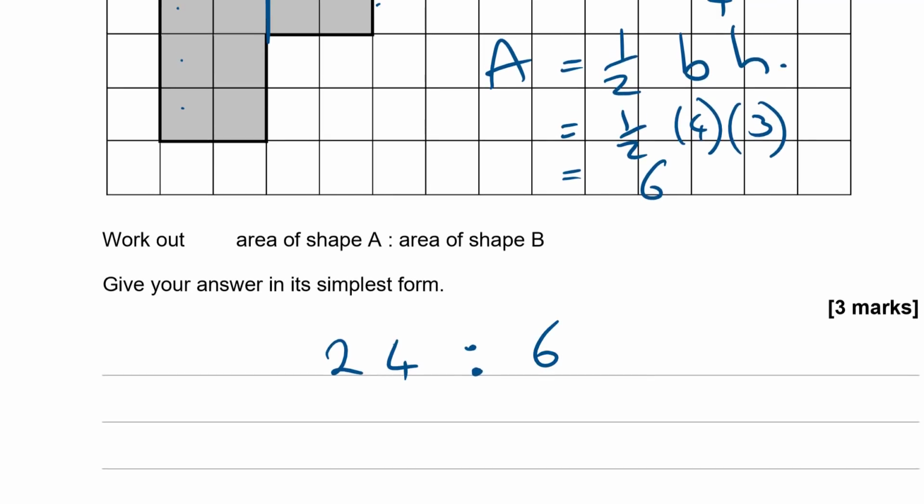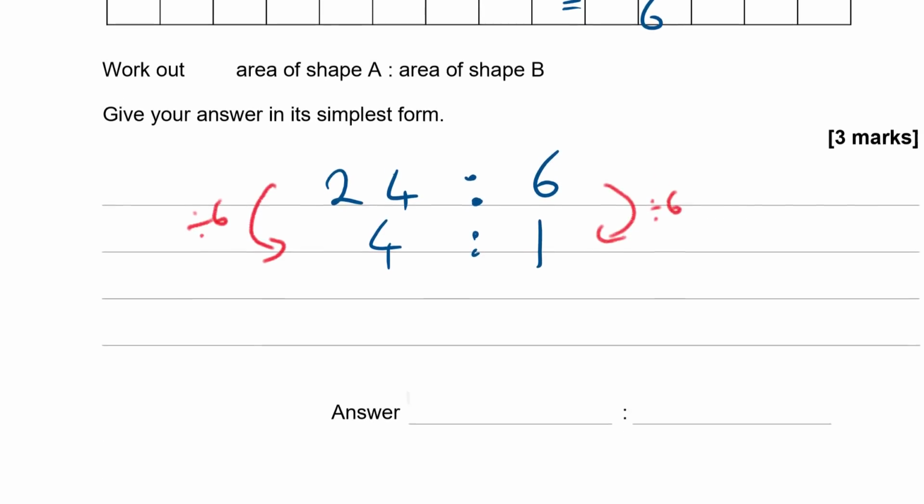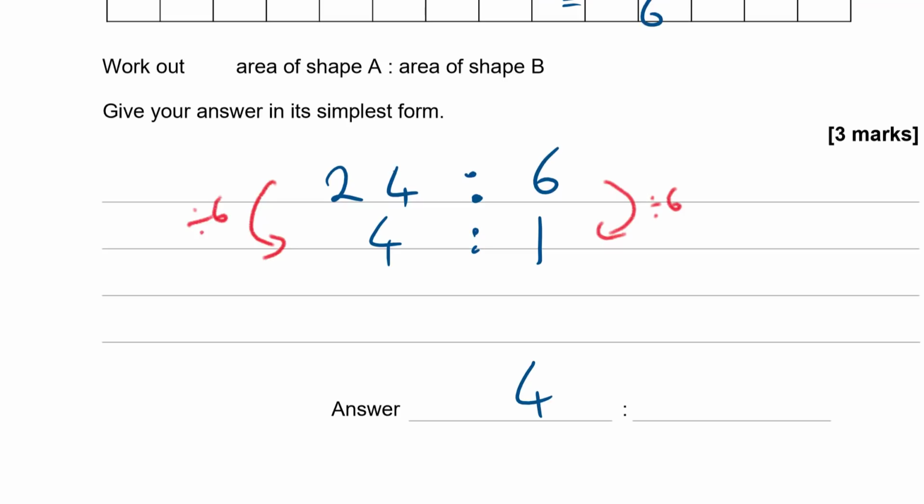So that gives me a ratio of 24 to 6. Now, you can cancel down ratios very much the same way as doing fractions. You just need to find a common divisor. I know my 6 times table, and I recognize that 6 and 24 are both in the 6 times table. So if I divide both numbers by 6, 24 divided by 6 is 4, isn't it? And 6 goes into 6 once. So it gives me the ratio of 4 to 1.